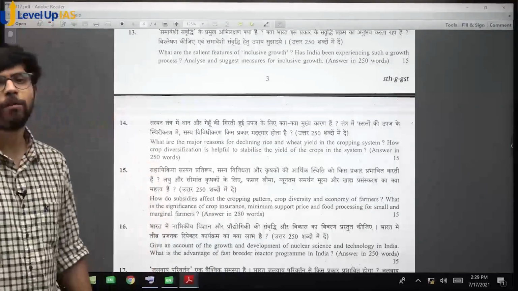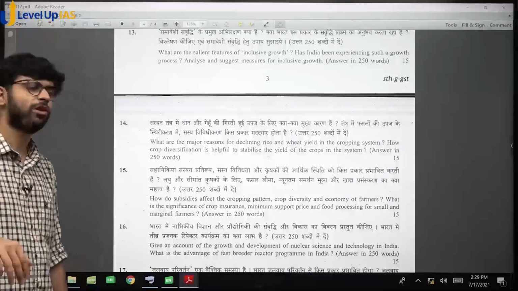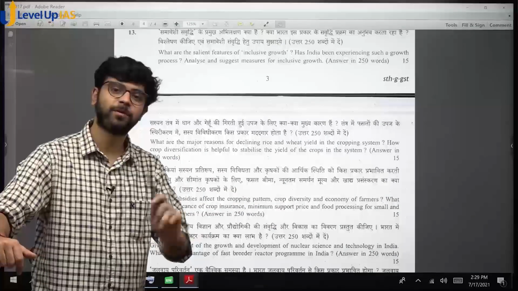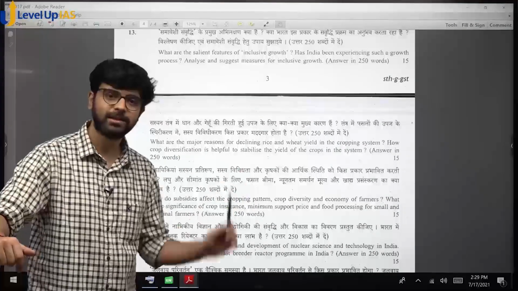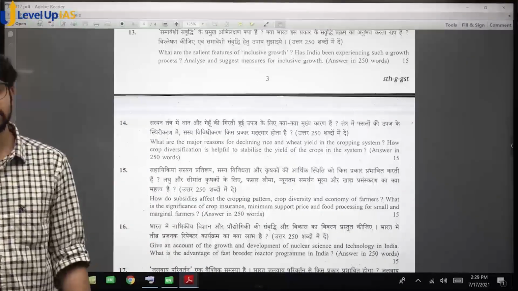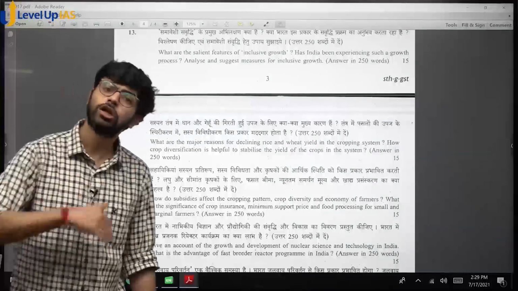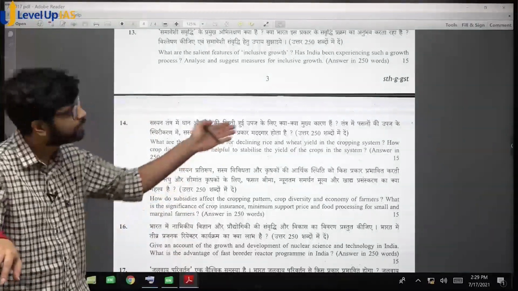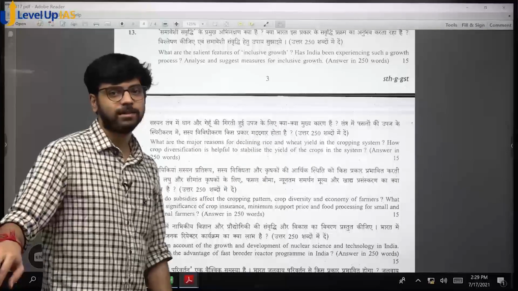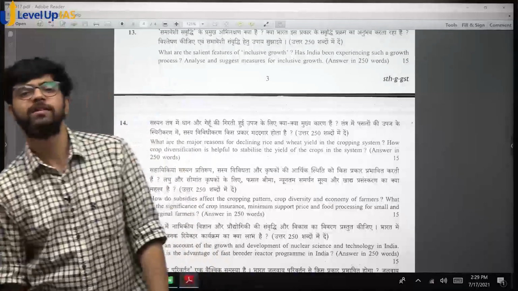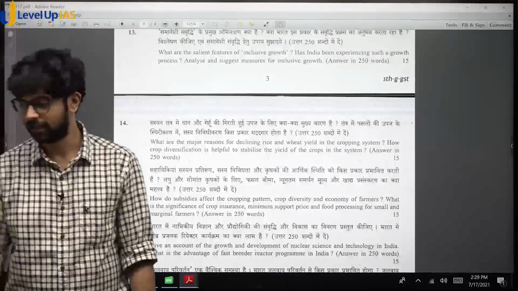You have written the benefits of crop diversification, very good, fine. But you have not written how it is helpful to stabilize the yield, then there is a problem. Benefits can be hundreds, which might not even relate to yield. This is where students lose marks. They write a lot of things about crop diversification, but nobody writes how it is helpful to stabilize the yield. Understood? So, 2017 question 14 in your notes, done.